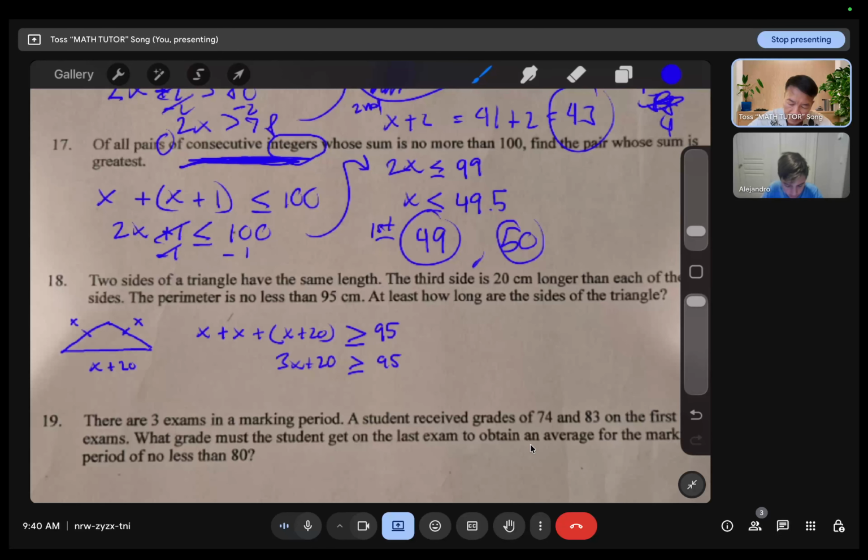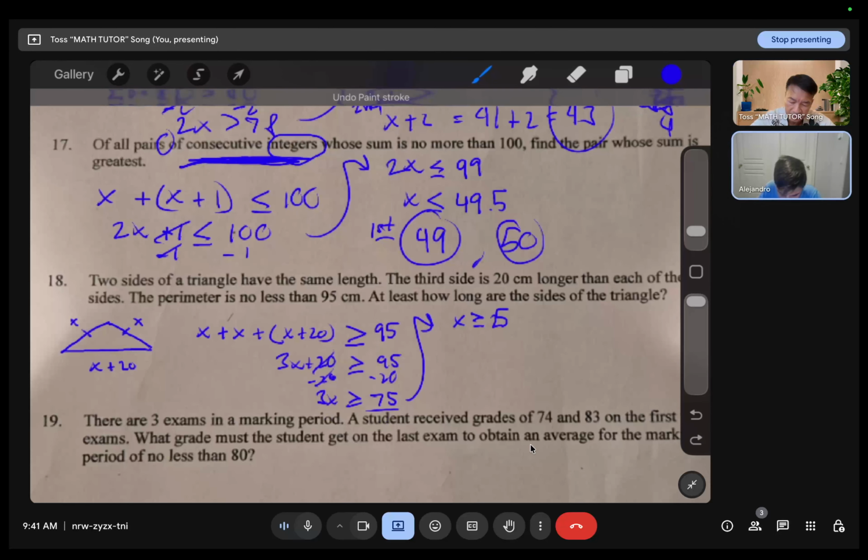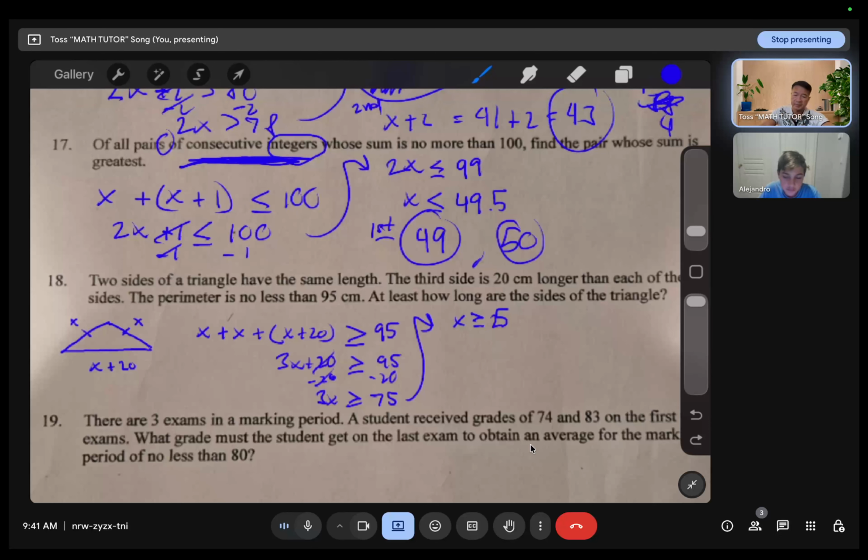Greater than or equal to 95. Subtract both sides by 20. You're left with 3x greater than or equal to 75. I like this number because it's divisible by 3. At least they're being generous here. So divide both sides by 3, and you're left with x greater than or equal to 25.